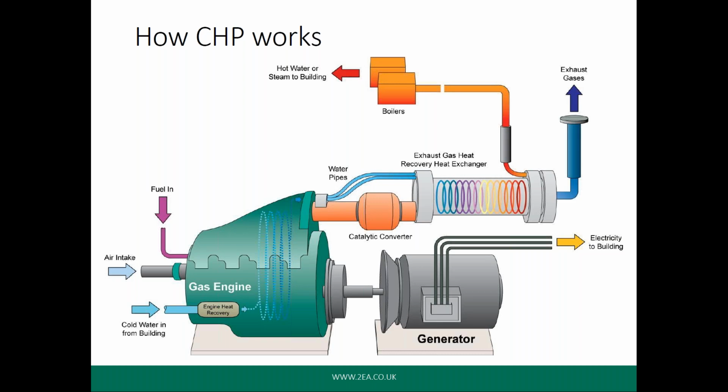Thermal energy is recovered from the engine jacket and from the exhaust gases using an exhaust gas heat exchanger. This is typically a shell and tube heat exchanger where the water flows round tubes through which the exhaust gases flow. In this model, the thermal energy is shown being recovered as low temperature hot water, but this can be medium temperature hot water, a mixture of hot water and steam, or even chilled water. But I don't intend to get into that level of detail in this webinar.